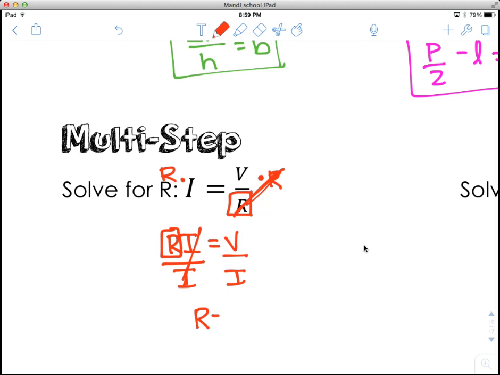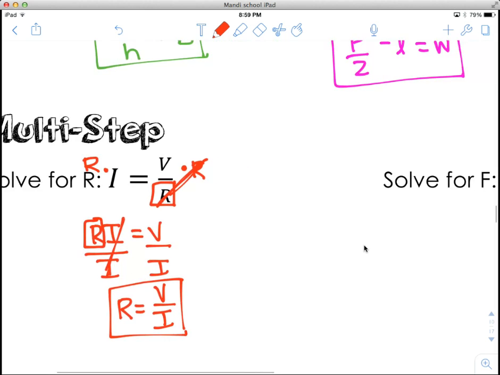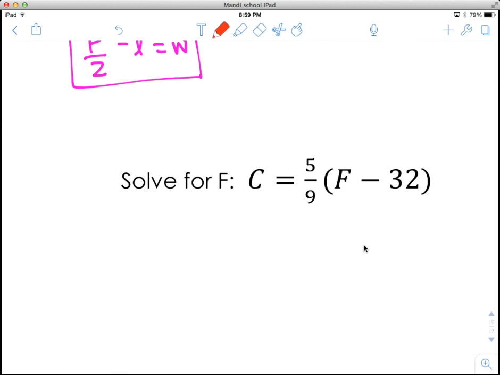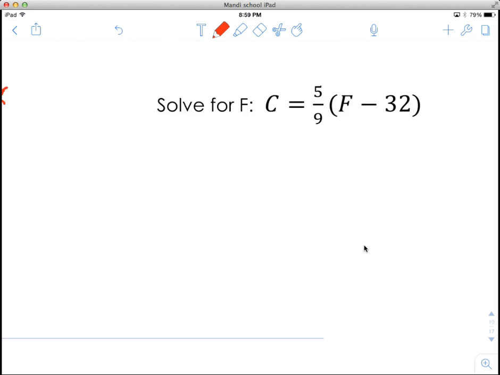And r equals v over I. Now technically that was only 2 steps, but I stuck that in the multi-step example because that r is kind of tricky. Okay, now this one's super ugly, so we're going to actually save this for another time. But in a few weeks, after we're a little more comfortable with literal equations, I will come back and work this for you so you can see all the steps involved.